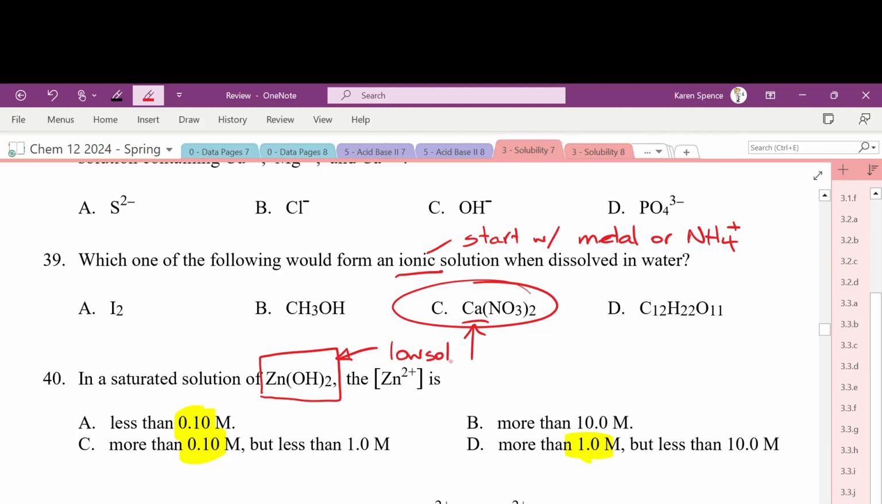And if it is low solubility, we cannot make more than 0.1. So less than 0.1. Okay, if you're soluble, you can make more than 0.1. But if you're low solubility, you cannot. That's the definition of soluble. Okay? Yes. 69 and 70. Yes.